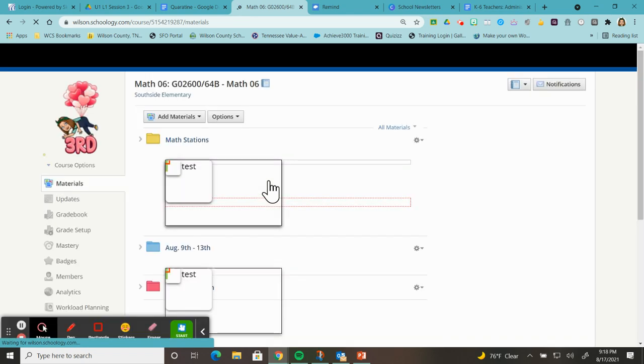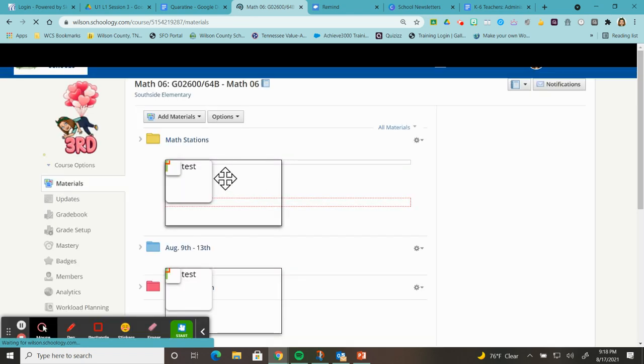And when it loads, it will show you some folders. And I've told you guys I'm still working on the glitch where it says mic test. I'm sorry about that, but that's nothing. Okay, we're looking at our folders. So we want to go to the folder that says Math Stations.